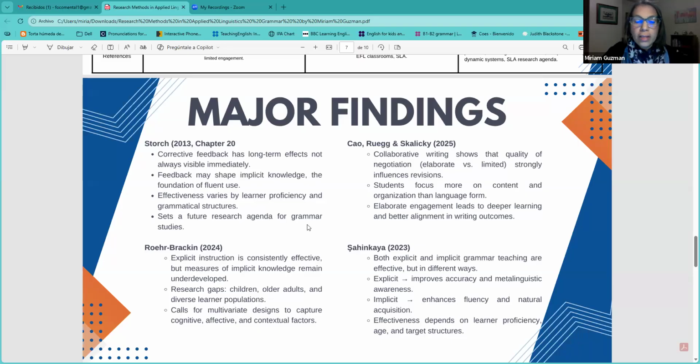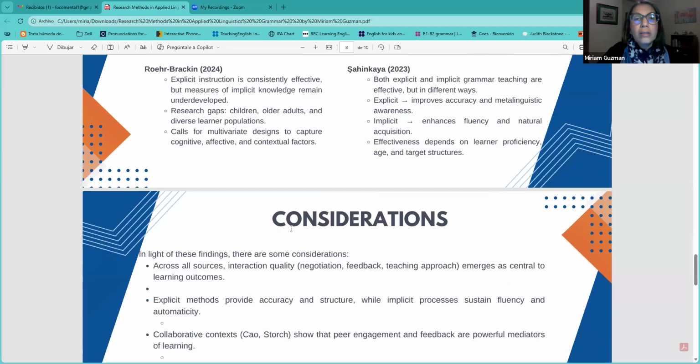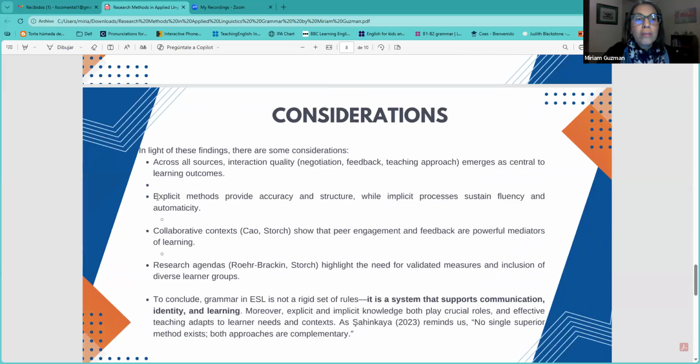Then let's move to some considerations that are important to mention. Explicit methods provide accuracy and structure. Implicit processes sustain fluency and automaticity. Collaborative contexts highlight that peer engagement and feedback are powerful mediators of learning. Consequently, future research must validate measures and include diverse learner populations, as mentioned by Roy Brakin in 2024.